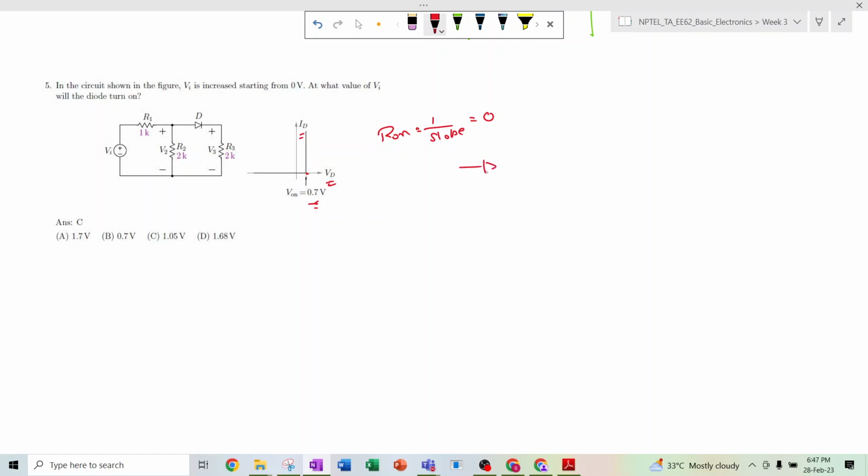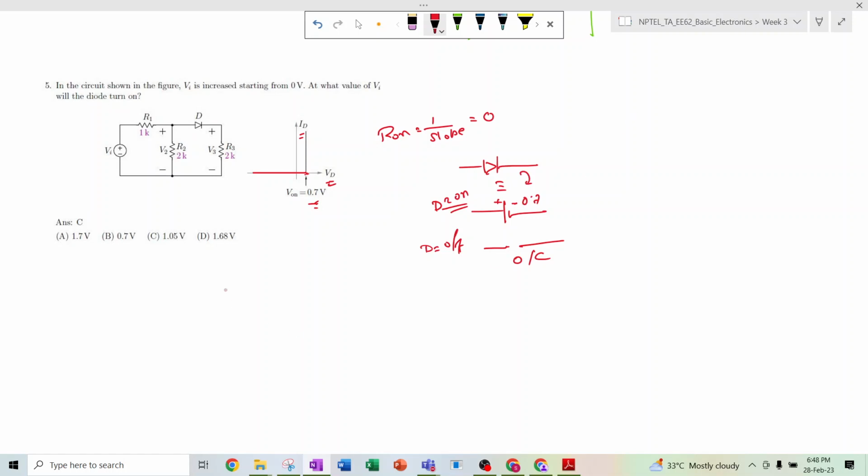So the equivalent diode symbol can be replaced by this when the diode is on, and it will be an open circuit when the diode is off, right? Because in the negative region the current is 0, so it will be an open circuit, and whenever it is greater than 0.7, we can write this diode symbol as 0.7, right? Okay, so now in the question it is asked that Vi is increased from 0 volt. At what value of Vi will the diode turn on?